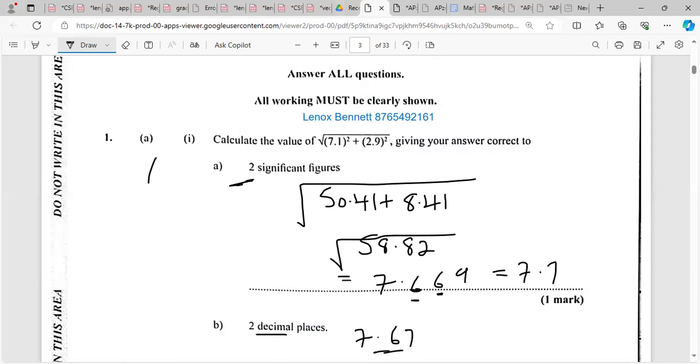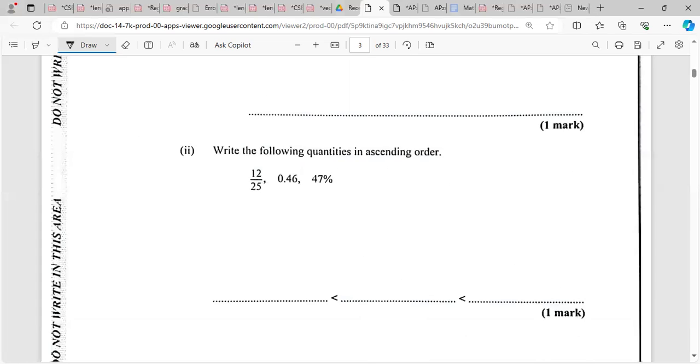Alright, so they start you off nice and easy. This one says write the following quantities in ascending order from the smallest to the largest. Now we can know this is 0.47, right? This is 0.47. So these two are in the correct order already. We just need to check out that one here. Let me just turn it into a decimal.